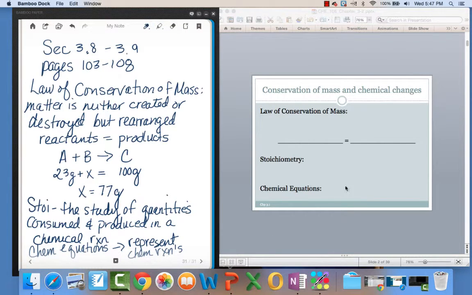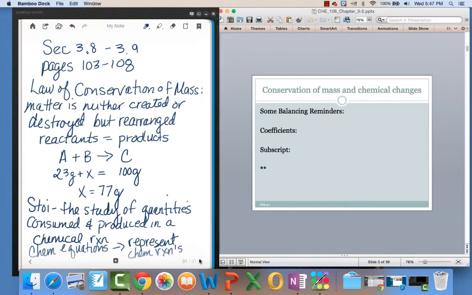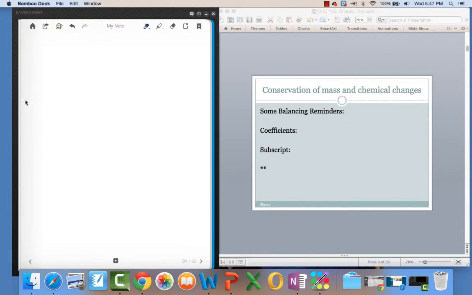All right, I'm going to go through some basic review of parts of an equation and balancing an equation and different types of equations so that we're all on the same playing field. So remember, when we balance an equation, we change coefficients only. Remember, the triangle means change.